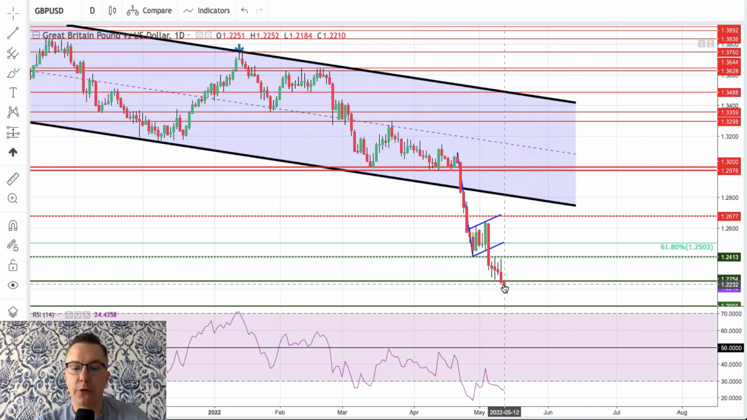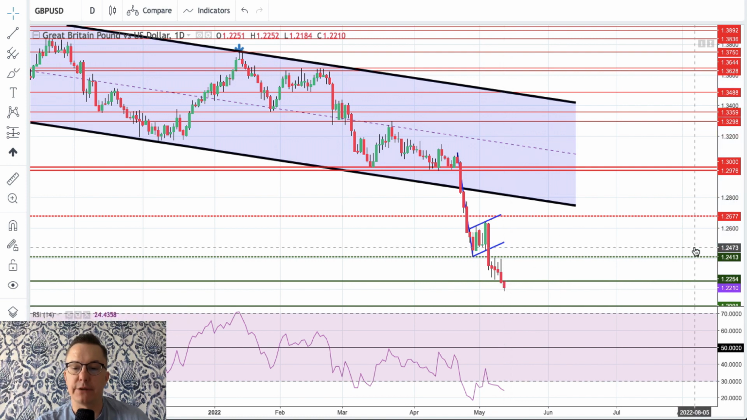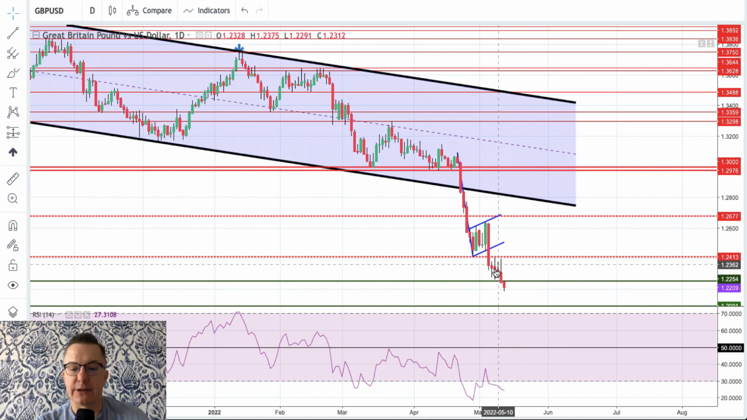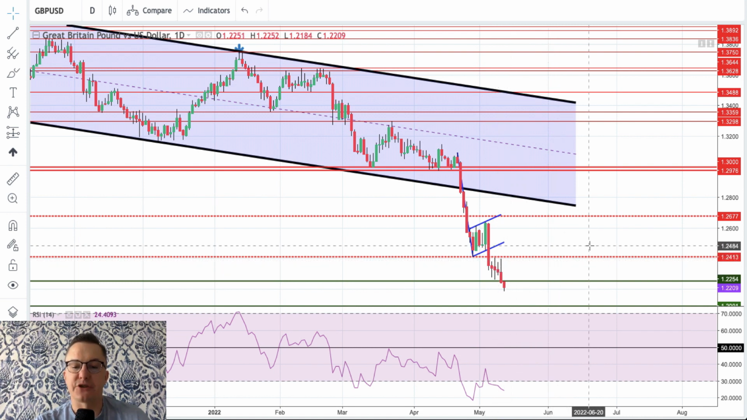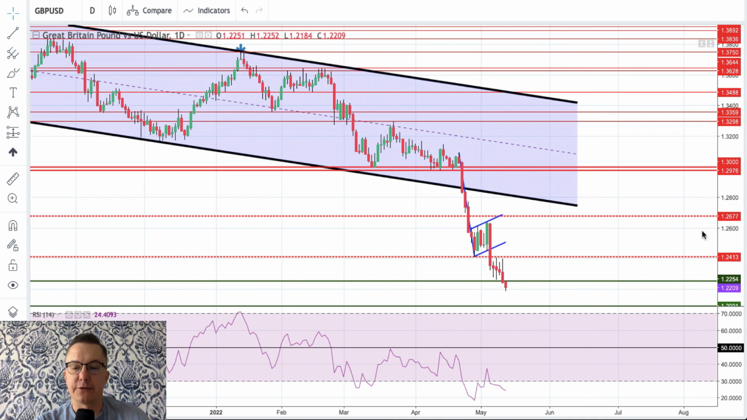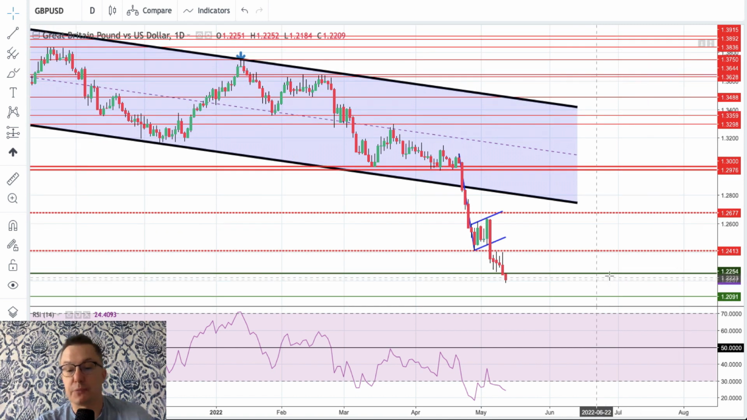So let's take a look at the current situation a little bit closer. The local low has been made at the level of 1.2184, which is enough for me to say that this level has been violated. So the level of 1.2413 is now technical resistance, tested many times, at least 2 or 3 times. So it's a strong technical resistance, and right now we just broke below 1.2254. The next target is 1.2091 and then 1.2.